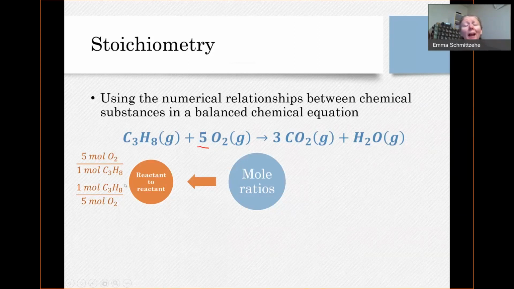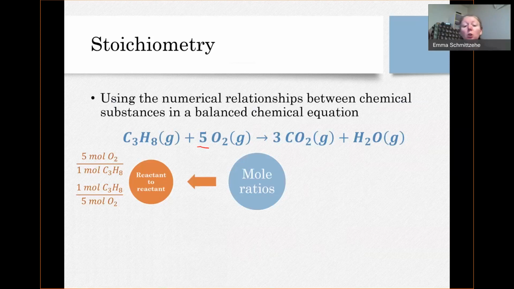So you absolutely have to have a balanced chemical equation in order to do stoichiometry, because that's how you're going to build your mole ratios. Okay, so that's one thing we can do. We can quantify how much of one reactant we're going to need in order to react the other.